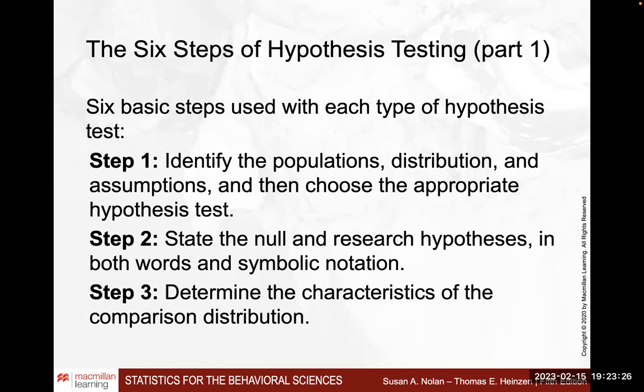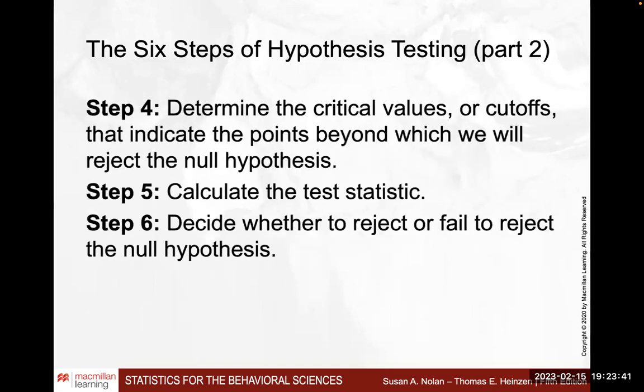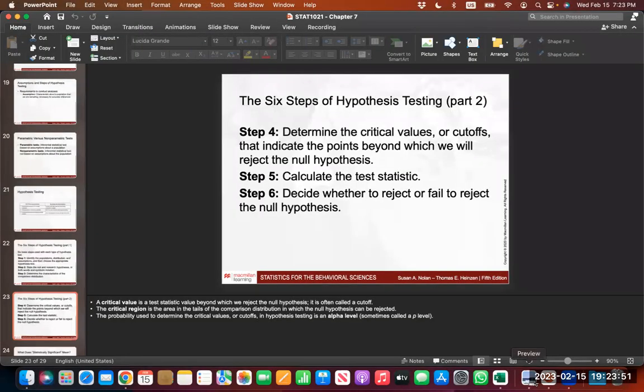Good. Okay, step 2, you're stating the null and the research hypothesis in words and symbolic notation. So we have seen that. We determine the characteristic of the comparison distribution. So in our case, this is the distribution of the means. So we're comparing against the distribution of the means. Then we determine the critical values. The critical values are based on the alpha, as we can now quickly confirm.